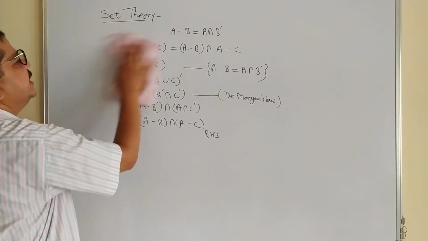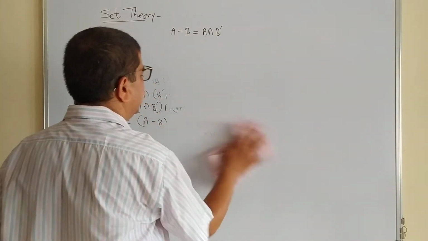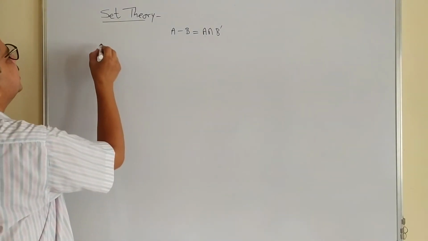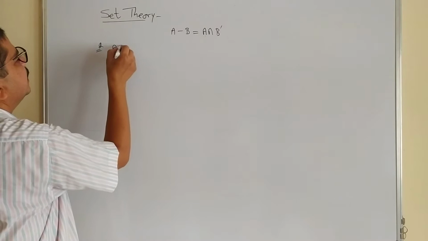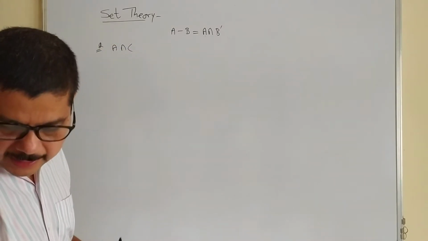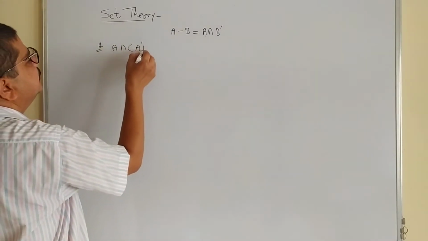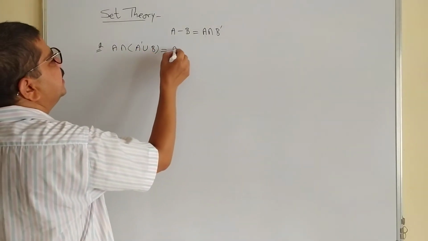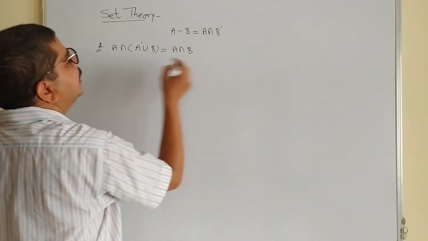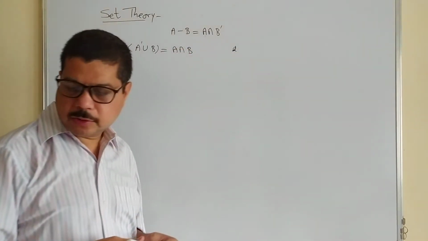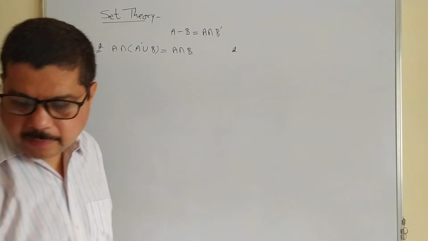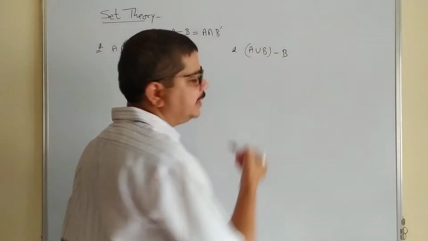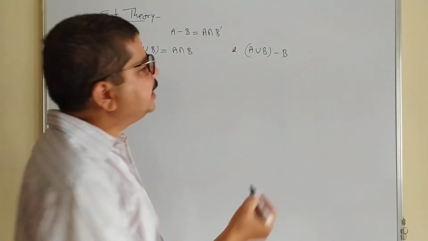अब देखते हैं और इसी से रिलेटेड a few more questions, like A intersection A dash union B equal to A intersection B. This to prove. Another question, एक बार में दो क्वेश्चन ले लेता हूं मैं. A union B minus B equal to A minus B.